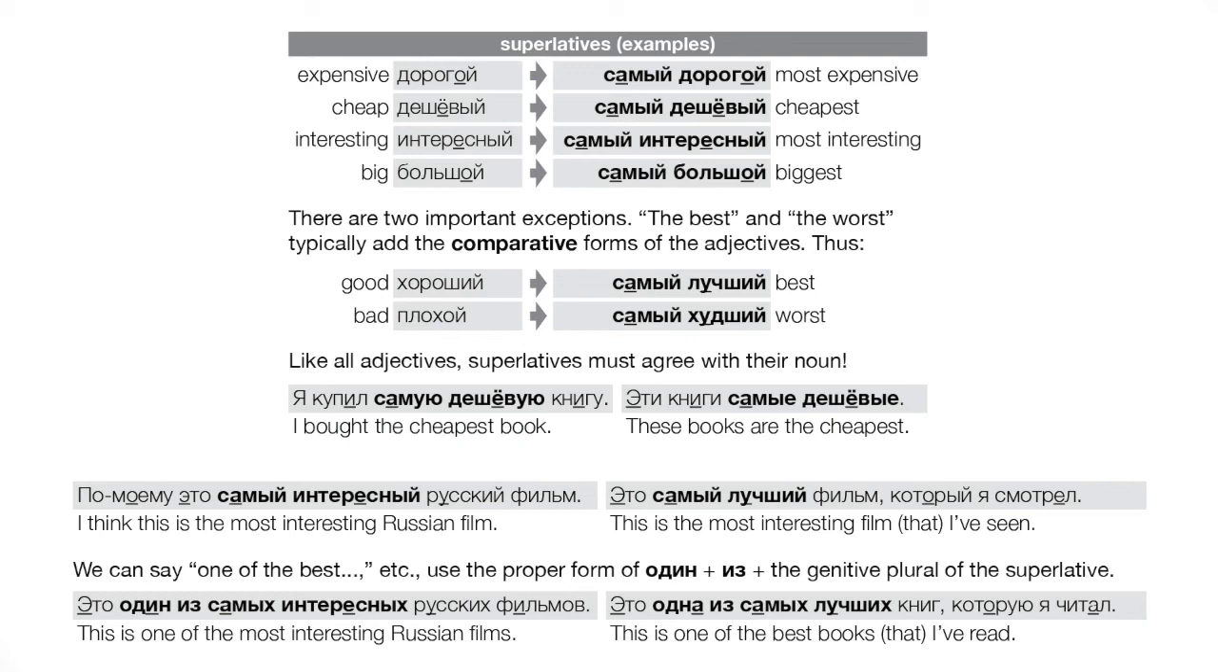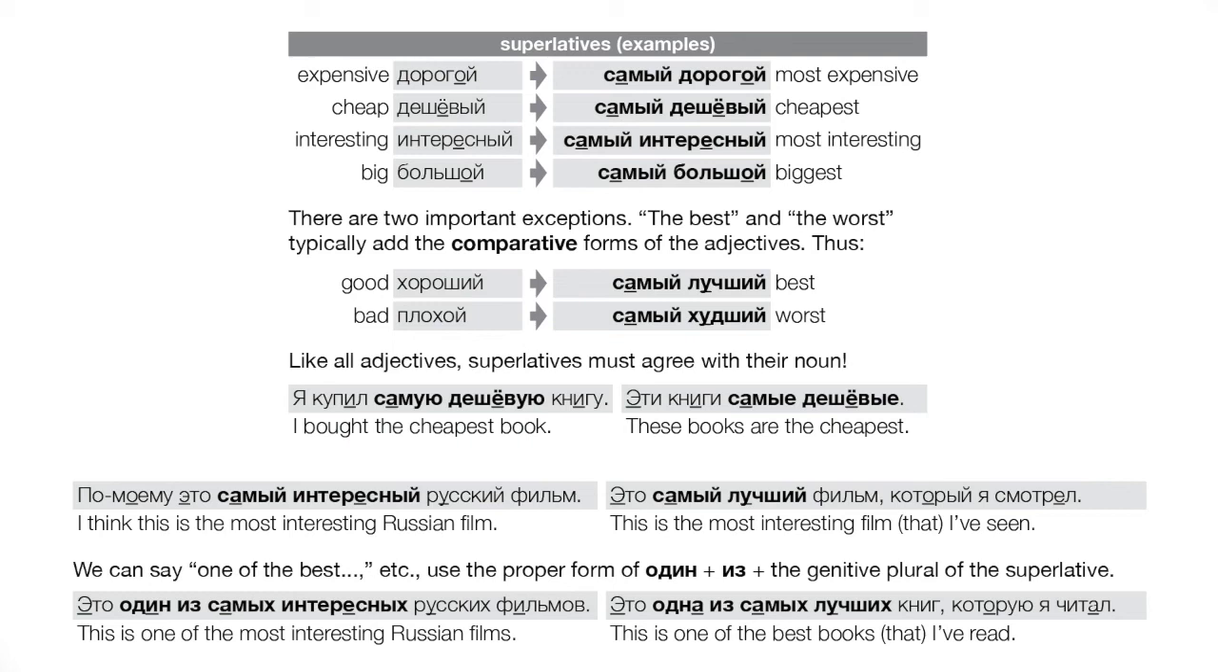По-моему, это самый интересный русский фильм. This is the most interesting Russian film. They're in the masculine. Это самый лучший фильм, который я смотрел. This is the best film which I have watched, right, that I've seen. Okay, we can say one of the, right, one of the best, one of the biggest, one of the worst, etc. kind of like in English, right?